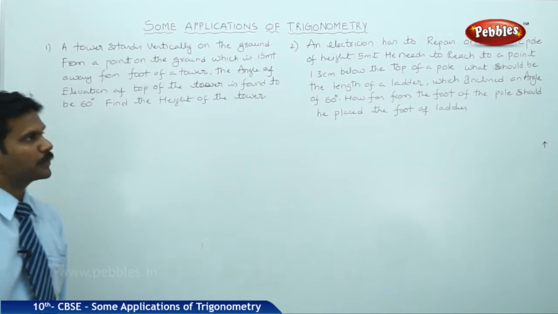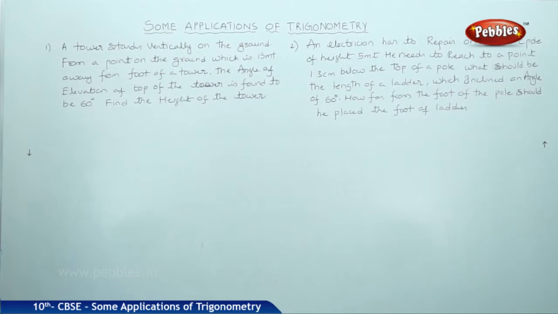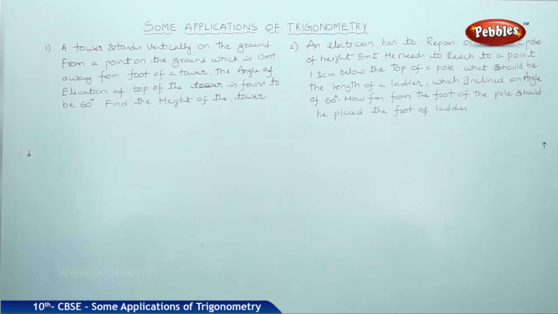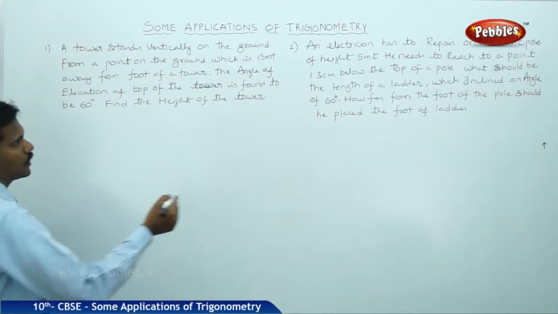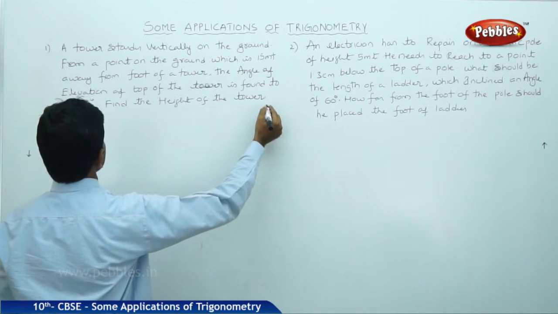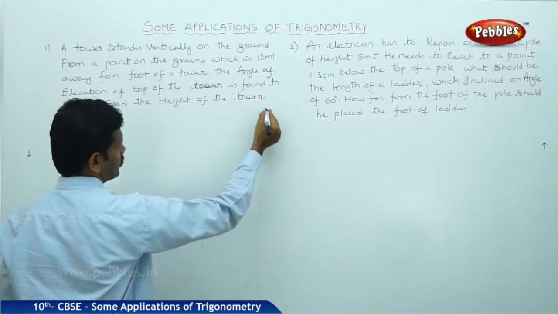Let us see the next example. A tower stands vertically on the ground. From a point on the ground which is 15 meters away from the foot of the tower, the angle of elevation of the top of the tower is found to be 60 degrees. Find the height of the tower. Let us draw the diagram first. A tower stands vertically on the ground.